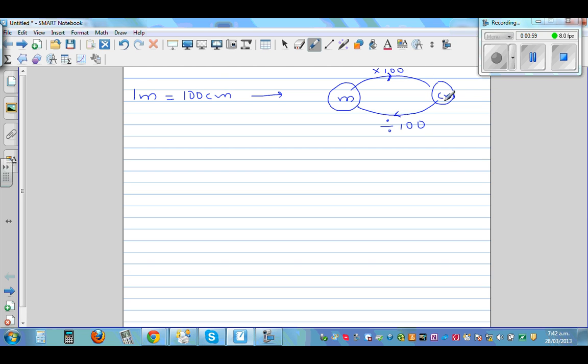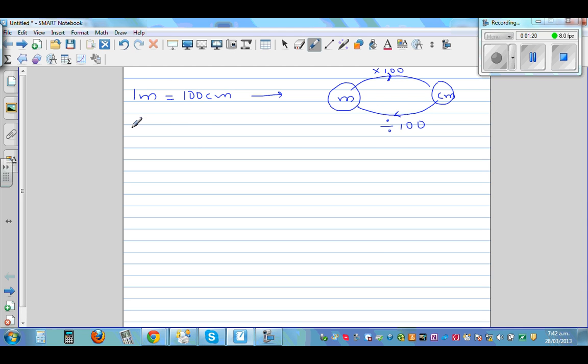But if you go the other way around, the meter has a smaller number. If you think about a number, this is a bigger unit but a smaller number. So 1 centimeter is one hundredth of a meter. This is how you convert.